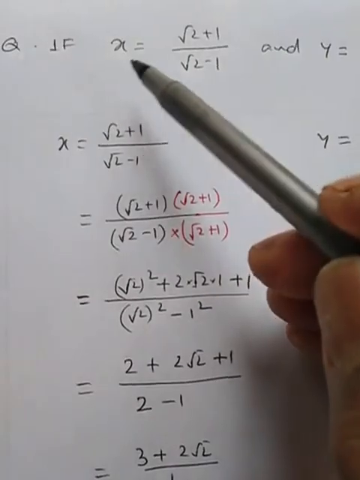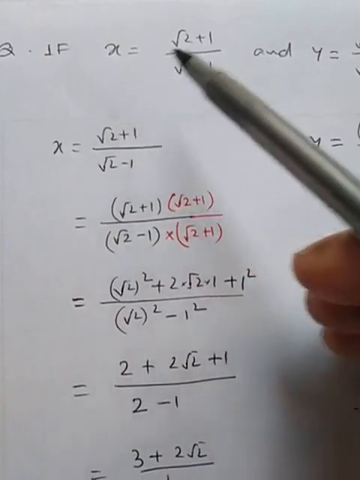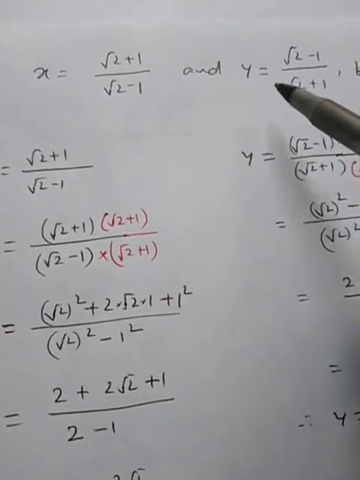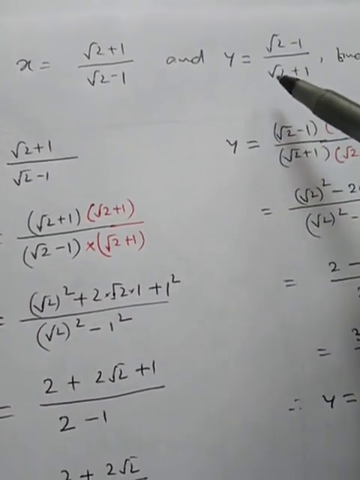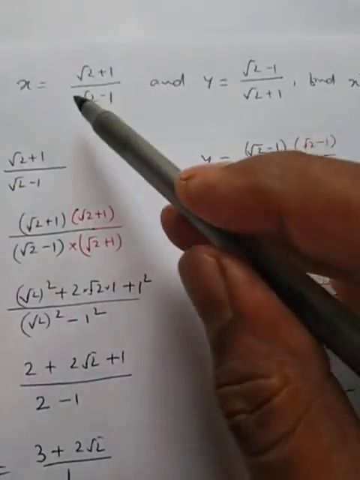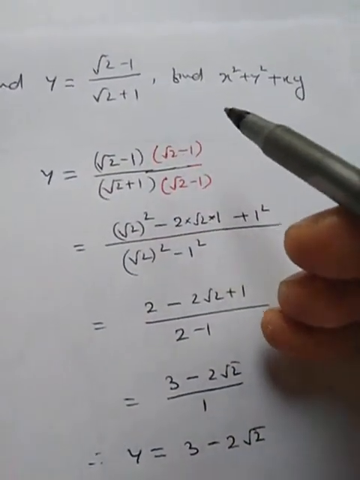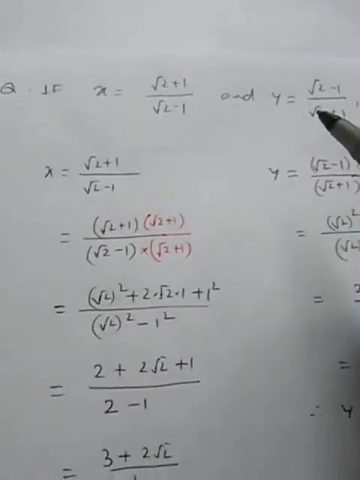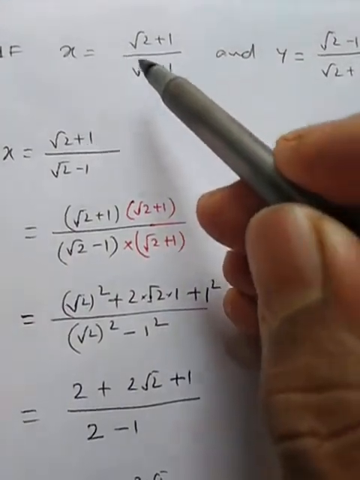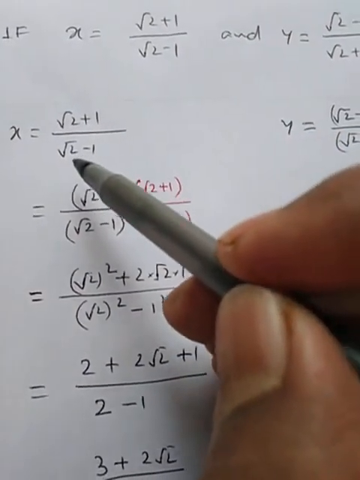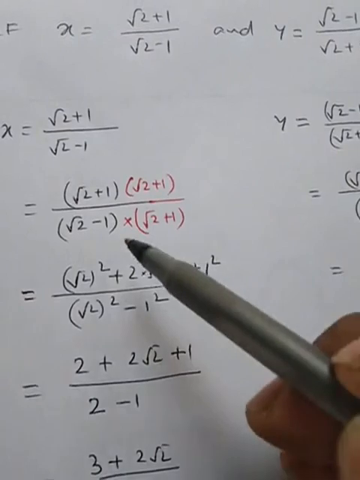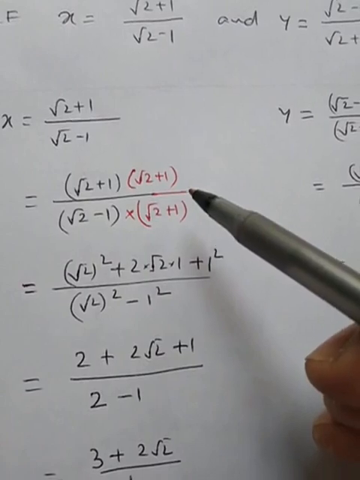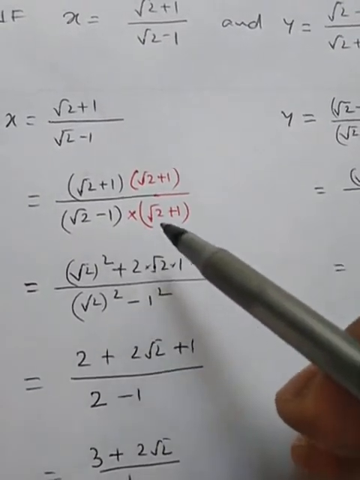In the next question, the value of x is given as root 2 plus 1 by root 2 minus 1, and y is given as root 2 minus 1 divided by root 2 plus 1. So using this x and y, we will have to find the value of x square plus y square plus xy. So as usual, first we will have to rationalize the denominator. For this, root 2 minus 1 is there, we have to multiply it by root 2 plus 1 with both numerator and denominator. That we have done.